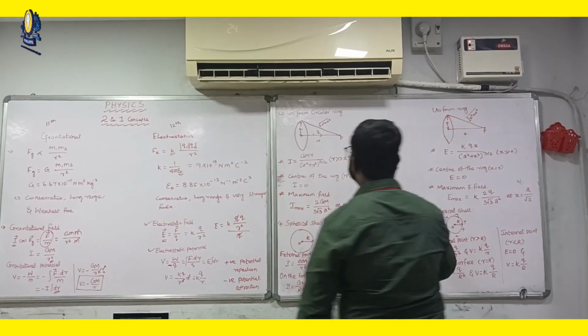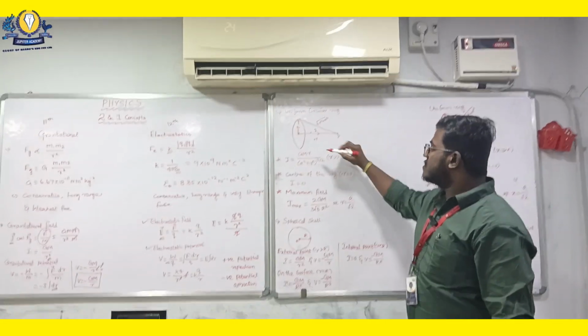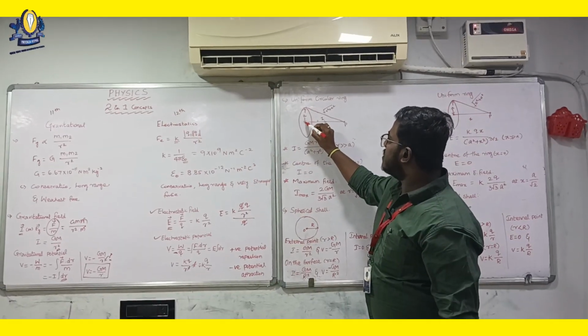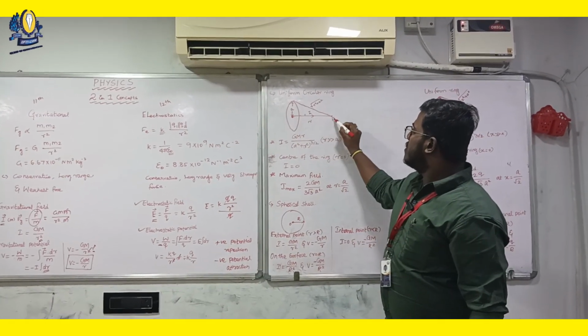Next, some cases, uniform circular ring. So we consider one ring and the center of the ring at point P.